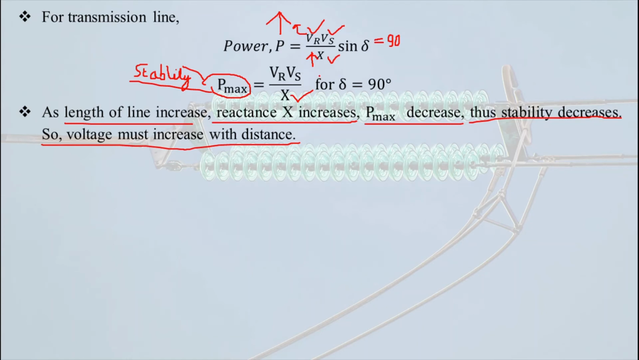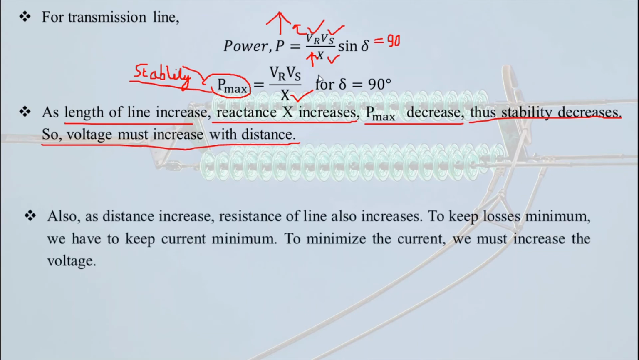Also we can understand it as length of line increases, then resistance of line also increases, which makes I square R losses increase. So to reduce these I square R losses, we have to reduce the current. And how can we reduce the current? We can reduce the current by increasing the voltage, because current is inversely proportional to the voltage.